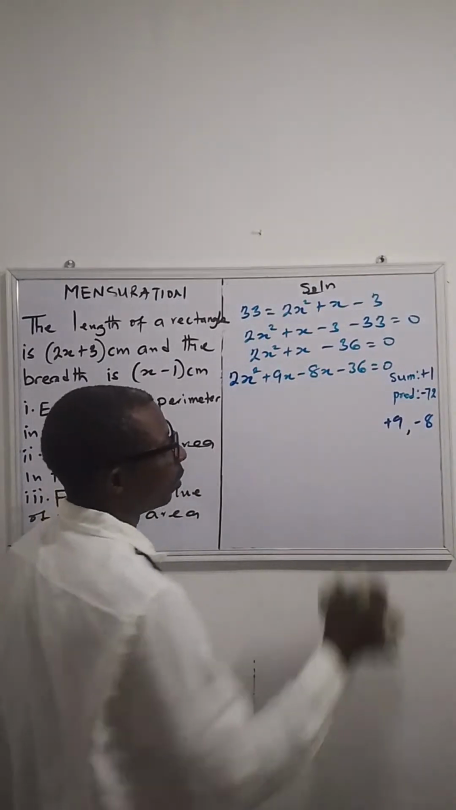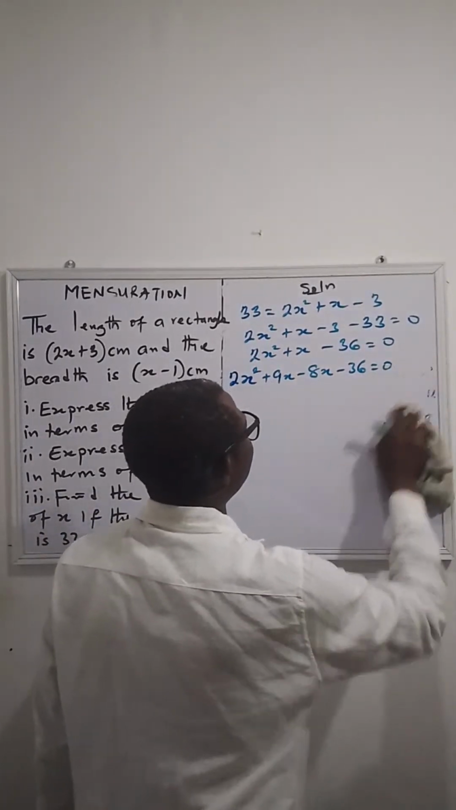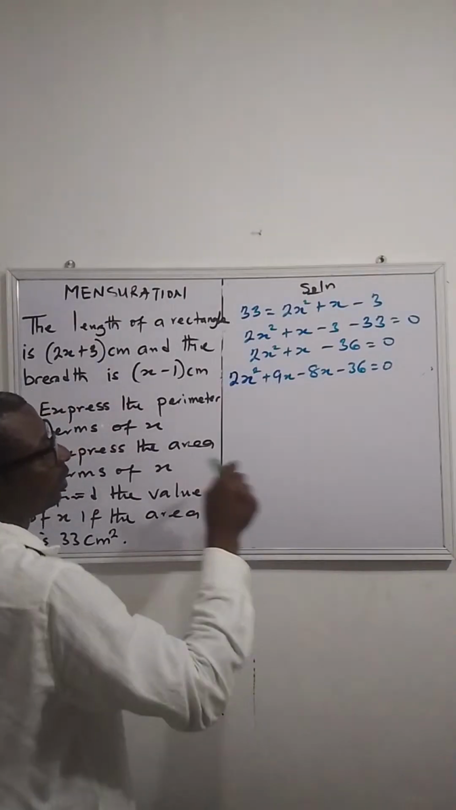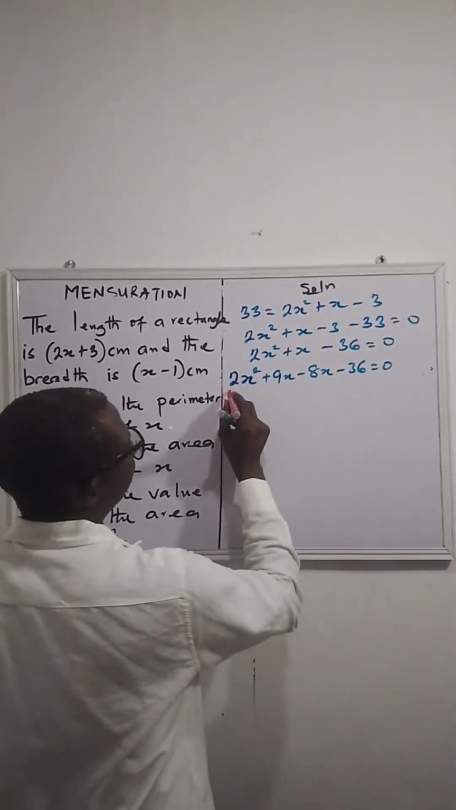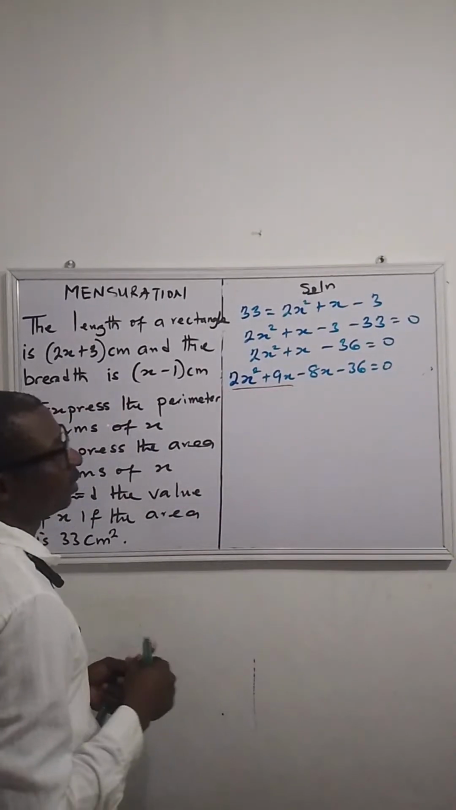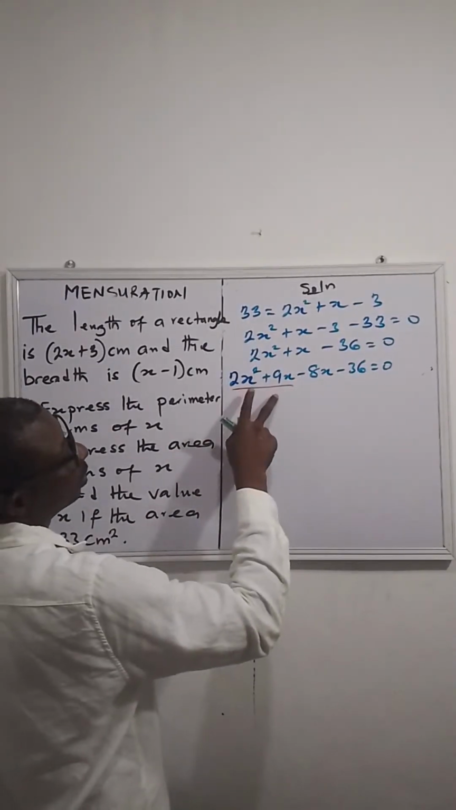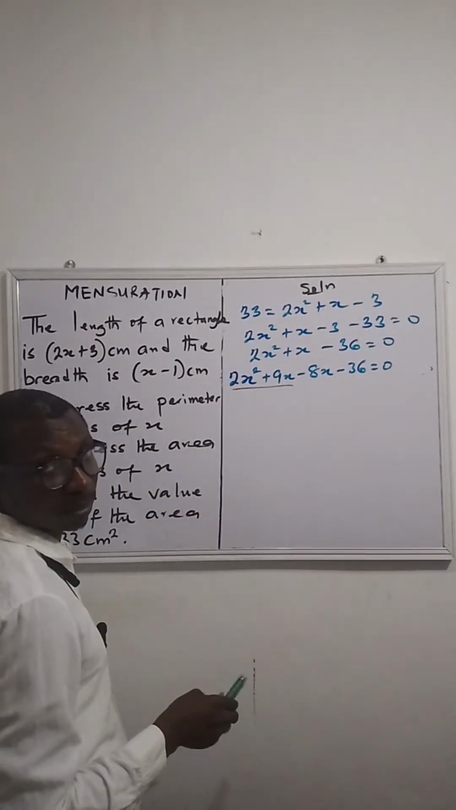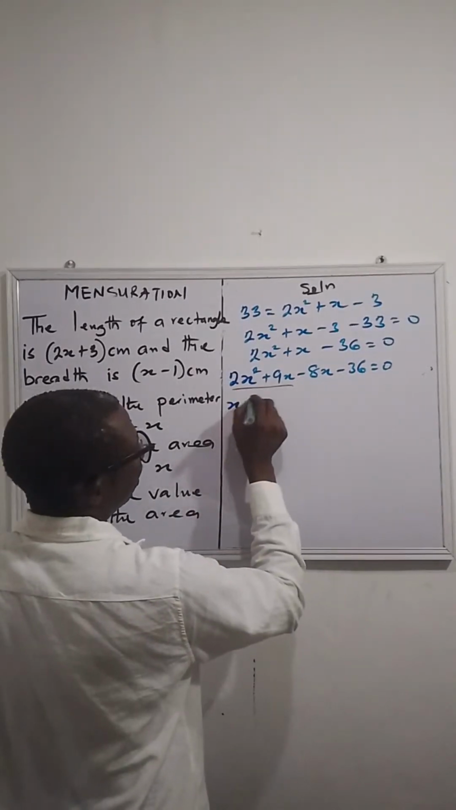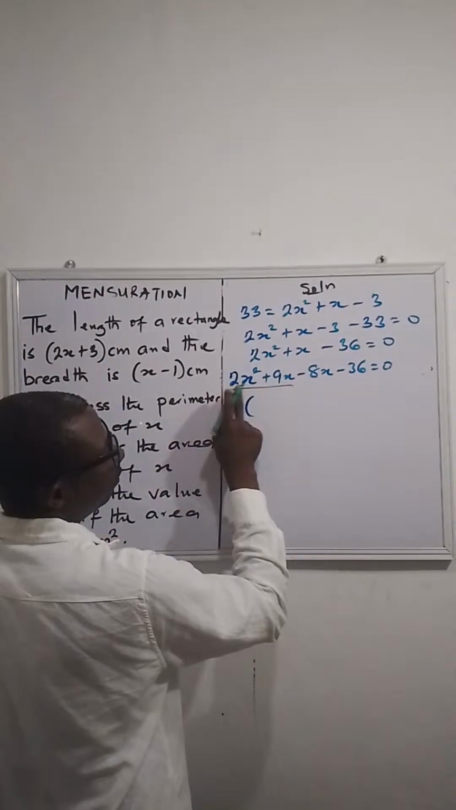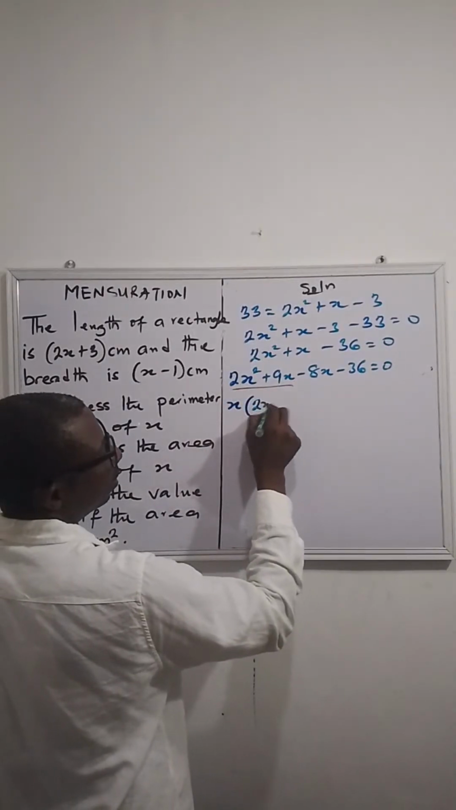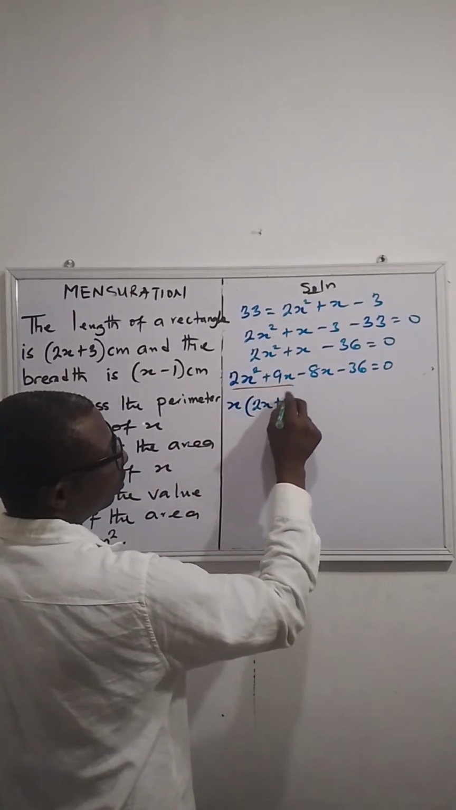All right, so now what's the next thing? We find the GCD of the first two terms here. Look at this. What is the GCD? The greatest common divisor in these two terms is x. All right, so let's bring that out. When you divide this by x, you have 2x. Divide this by x, you have plus 9.